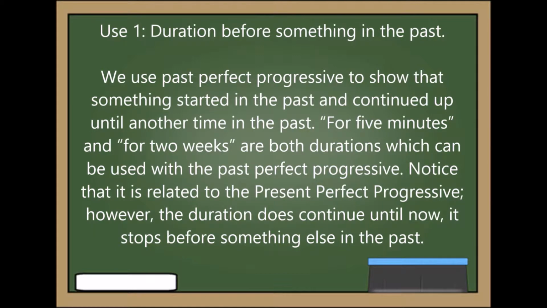We use the past perfect progressive to show that something started in the past and continued up until another time in the past. For 5 minutes and for 2 weeks are both durations which can be used with the past perfect progressive. Notice that it is related to the present perfect progressive. However, the duration does not continue until now. It stops before something else in the past.